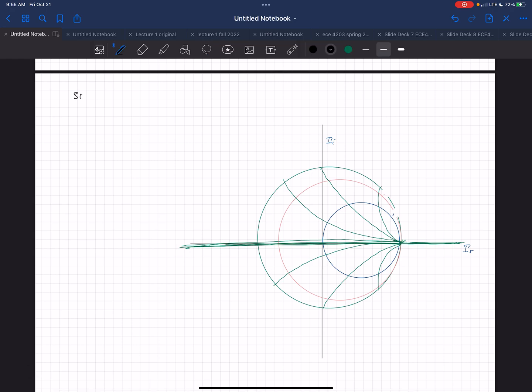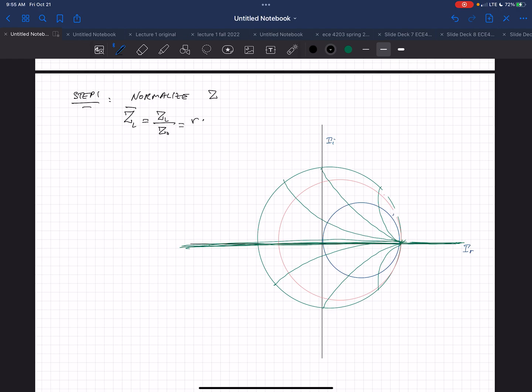So step 1, we want to normalize Z. And the normalized Z is Z sub L over Z sub 0.